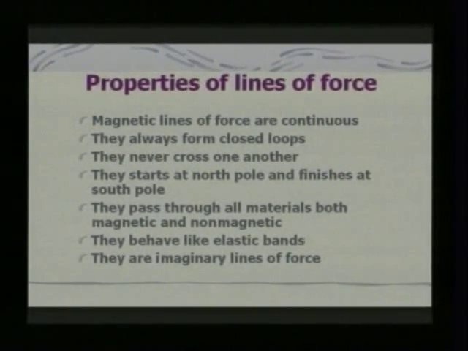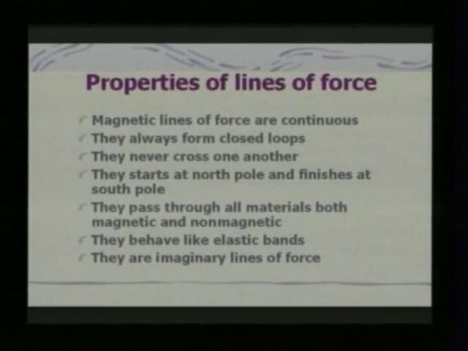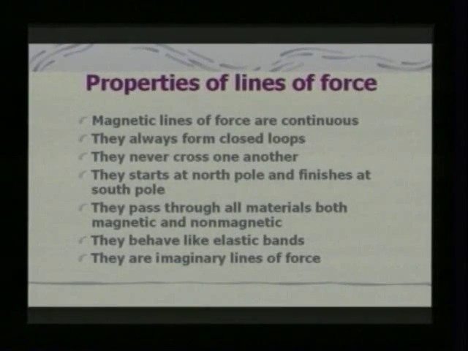They pass through all materials, both magnetic and non-magnetic. For example, magnetic materials like iron, nickel, cobalt, and non-magnetic materials like air, wood, rubber, etc. And lines of force behave like elastic bands. They are imaginary lines of force, that means they are not visible.